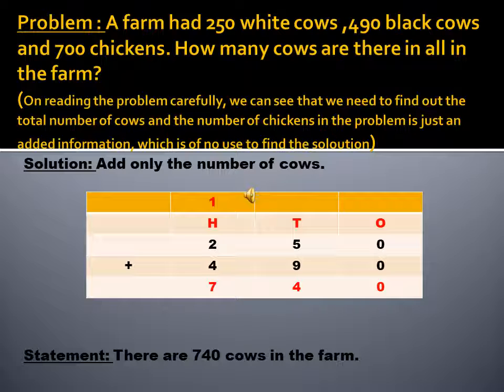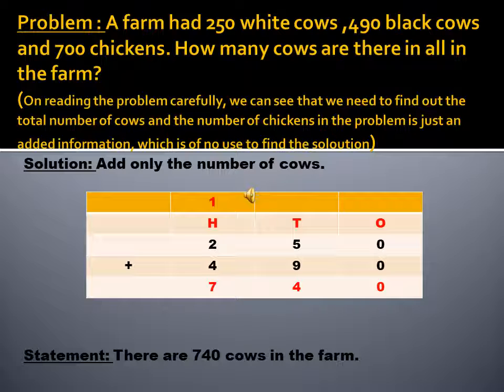Sometimes some problems have a tricky side to it. They give you extra information which is not required to find the solution. So looking at this problem: a farm had 250 white cows and 490 black cows, and 700 chickens. How many cows are there in all in the farm?